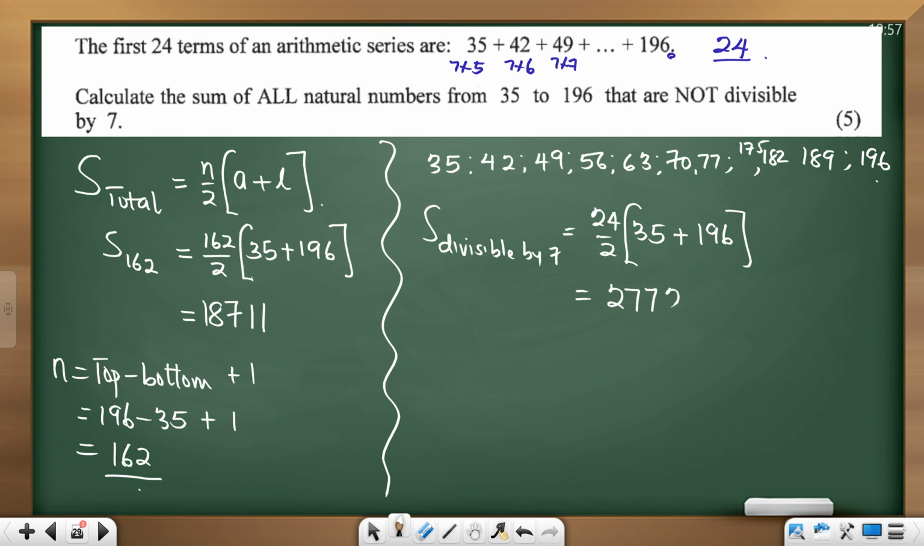So the sum not divisible will be what? 18711 minus 277.